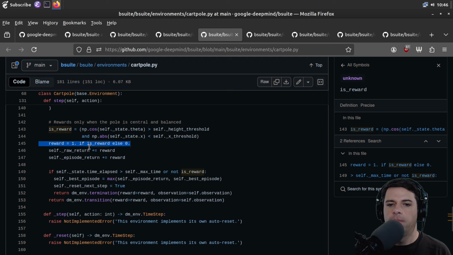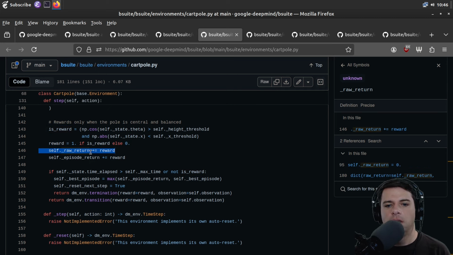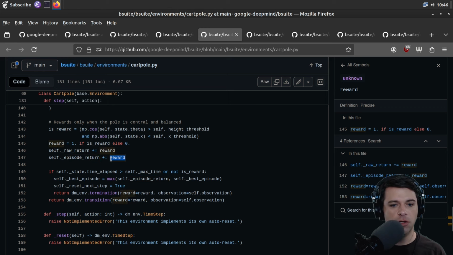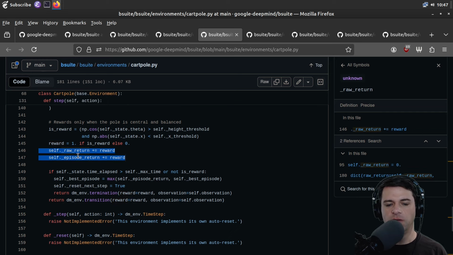And then this is, I guess, a Boolean, and we're converting it to 1 if it's true and 0 otherwise. I don't know why you need to do this and not just cast it as a float. I don't know. And what we set raw return, we increment the reward. I guess raw return accumulates the reward over different runs. And the episode return, we're also incrementing the reward. I don't know how episode and raw return are different.